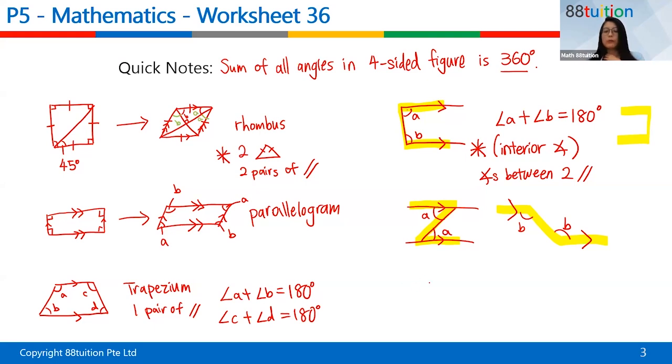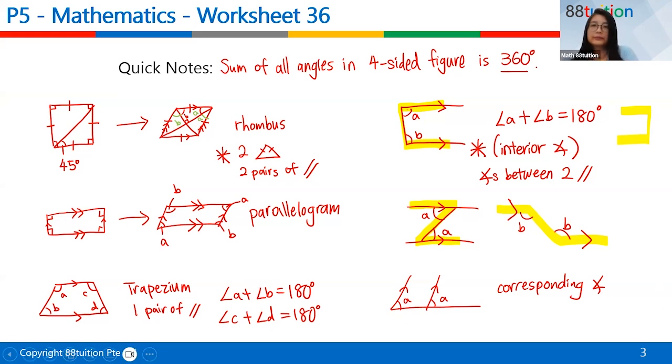Actually, there's one more property, but it's not something that you really need to memorize, because it is something that you can deduce. That's what we call corresponding angles. That means this one must be this A, and this is also A. Corresponding angle. Do you see parallel lines again? That's why parallel lines are very important, so do look out for them. Okay, then let's move on.